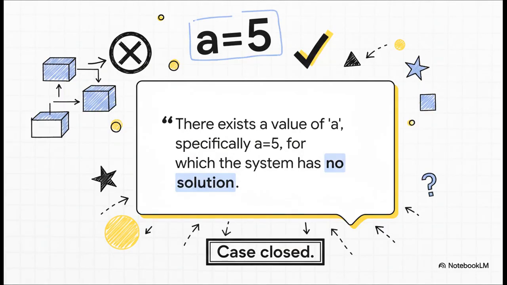The mystery is officially solved. The one true statement is B. There does exist a value of a, specifically a equals 5, where the system has absolutely no solution. Our investigation proves it. Case closed.